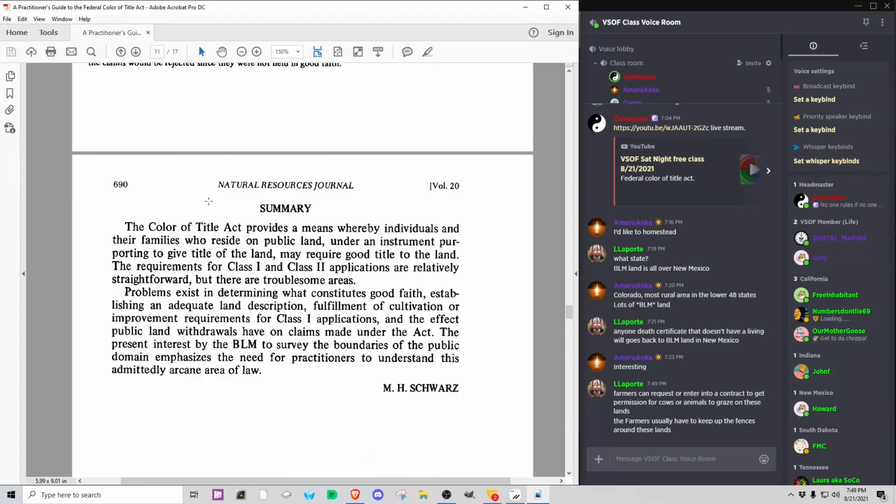All right, so summary. The Color of Title Act provides a means by which individuals and their families who reside on public land under an instrument purporting to give title to the land may acquire good title to the land. It just says good title to the land. It doesn't say allodial title, but anyway. The requirements for Class 1 and Class 2 applications are relatively straightforward, but there are troublesome areas, which obviously they already talked about. Problems exist in determining what constitutes good faith, establishing an adequate land description, and fulfillment of cultivation or improvement requirements for Class 1 applications.